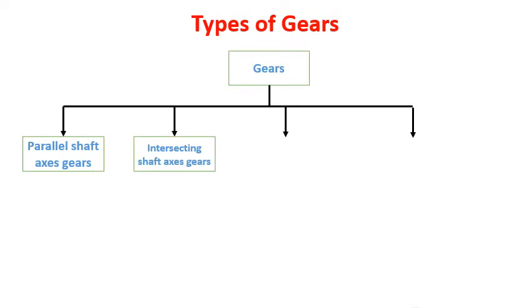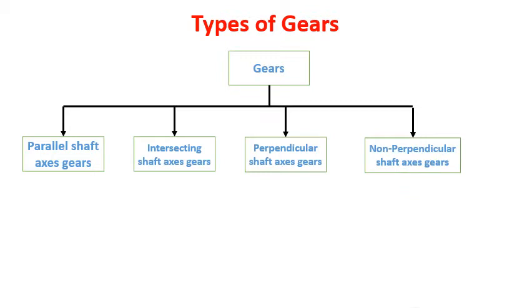In the second case, that is intersecting shaft axis gears, the driver and the driven shaft axes are intersecting at one particular point. Next one, perpendicular shaft axis gears. In this case, the driver shaft axis and the driven shaft axis are perpendicular to each other. Next one, non-perpendicular shaft axis gears. Here the driver and the driven shaft axes are non-perpendicular, they are not perpendicular.